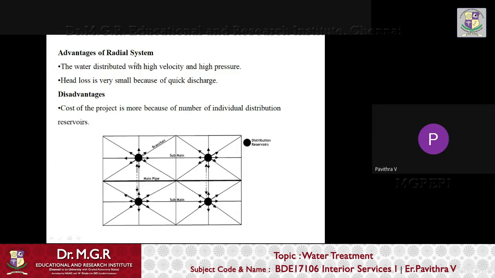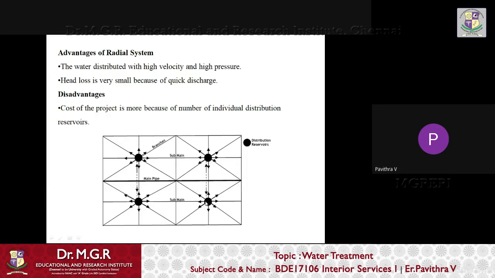So the advantages of the radial system are that the water is distributed with higher velocity and higher pressure. Head loss is very small because of the quick discharge, and the cost of the project is more because of the more individual distribution reservoirs. Constructing a distribution reservoir for each separate area is not that easy, so the cost of implementing the reservoirs is greater compared to the other systems.